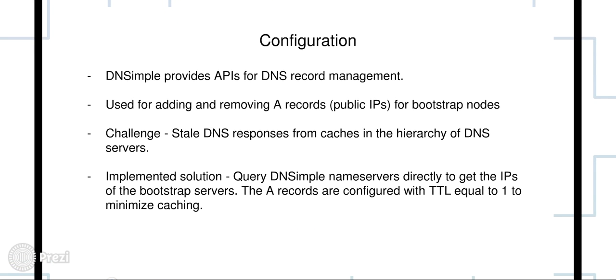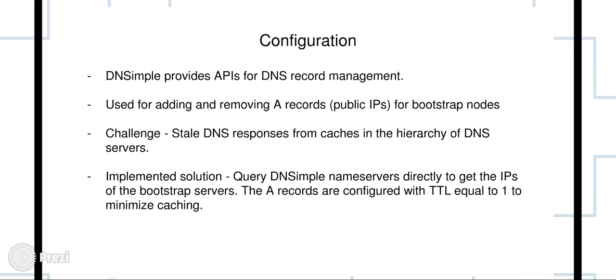Our system is configured with the help of DNSimple. DNSimple provides APIs for DNS record management, and we use it for adding and removing A records for our Bootstrap nodes. The number of Bootstrap nodes is configurable. Nodes become Bootstrap servers until the threshold number is reached, for example 3, after which nodes are regular peers. Nodes use our DNS name to resolve the IPs of Bootstrap nodes in order to join the game network.